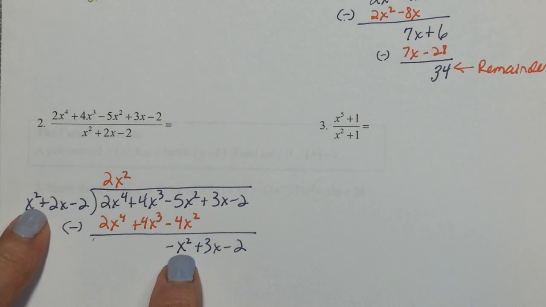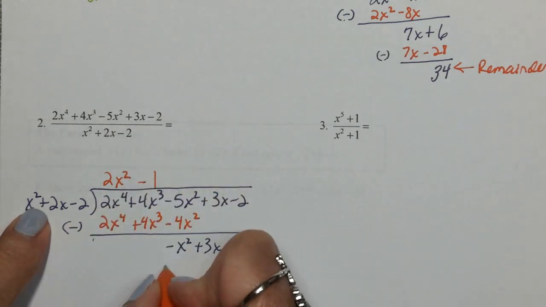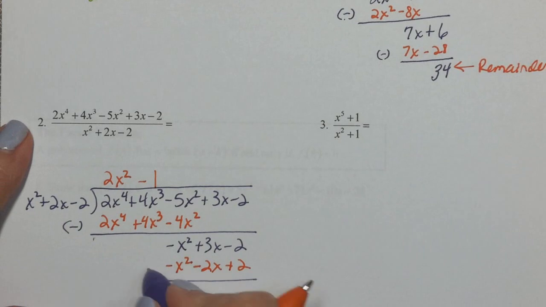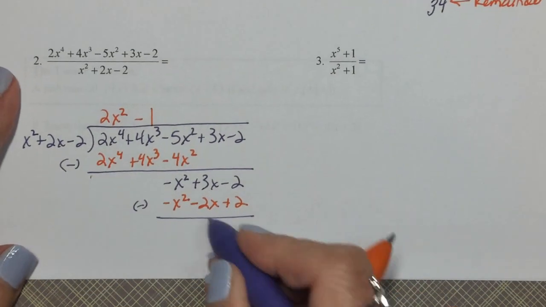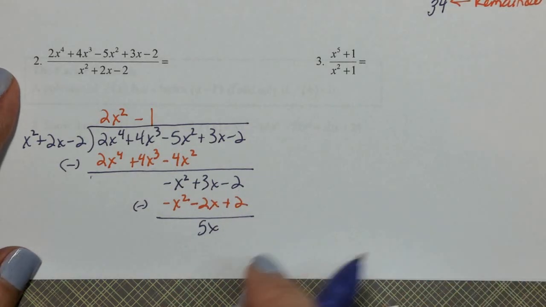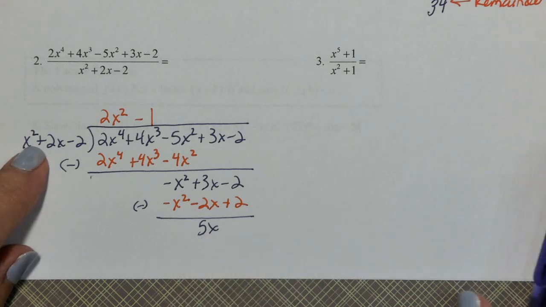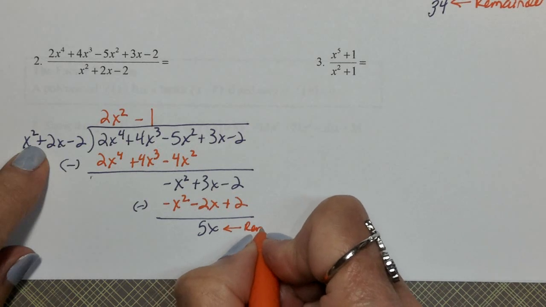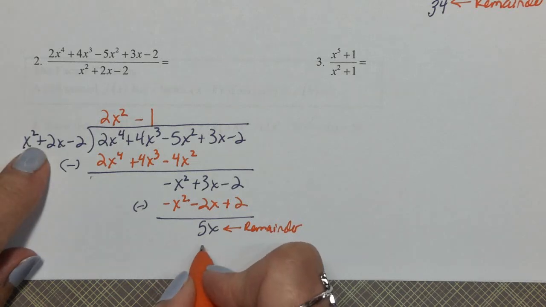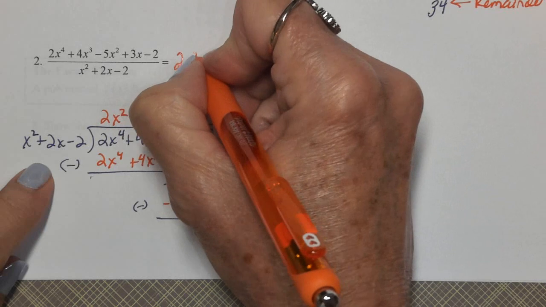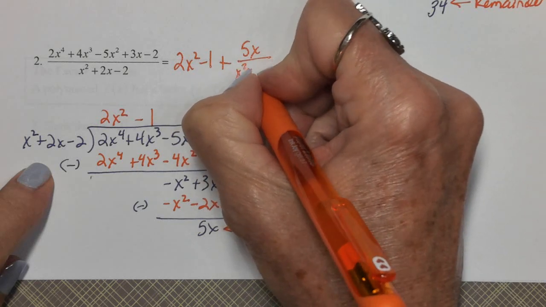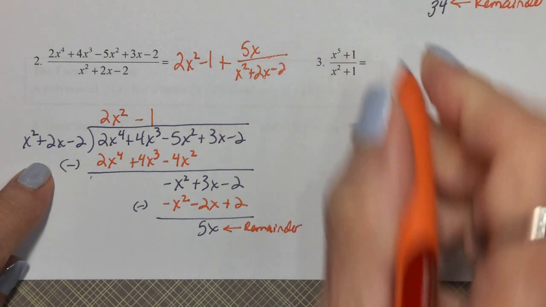What do I multiply x squared by to get negative x squared? A negative 1. So go ahead and multiply out, and then subtract. Okay, we're going to get 5x, and then that's it. And the degree here is less than the degree here, so this is my remainder. As soon as the degree here is less than the degree of the divisor, you know you're done. So this answer is 2x squared minus 1, that's the quotient, plus 5x over x squared plus 2x minus 2 is your remainder.